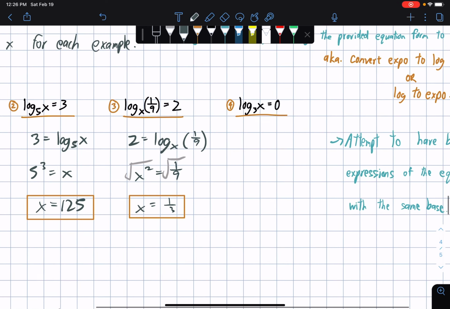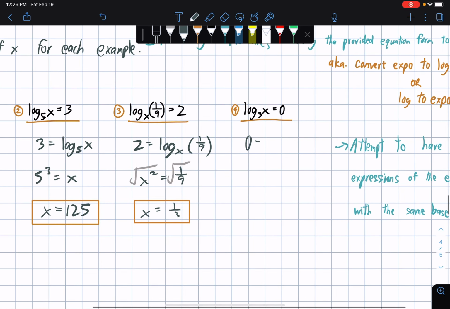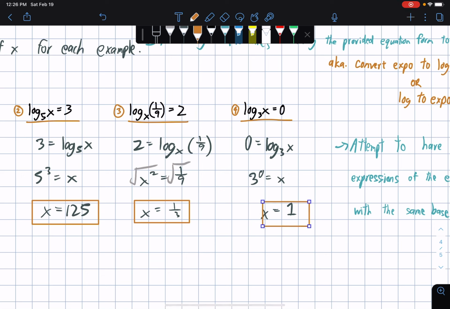For number 4, again, switch the values. 3 raised to 0 is equivalent to x. X is equivalent to 1 because any integer that is raised to a 0 exponent will always be equivalent to 1. Hence, x is 1.